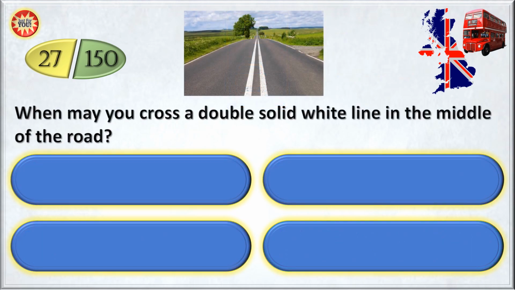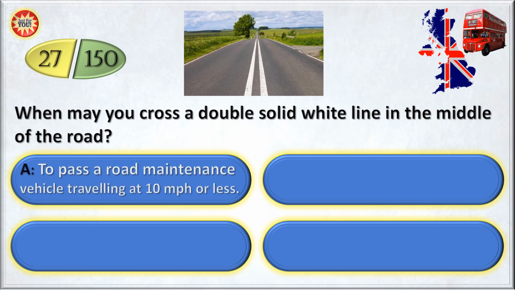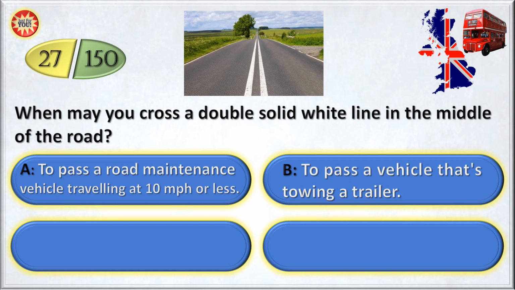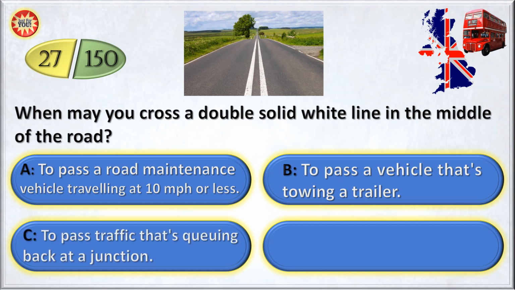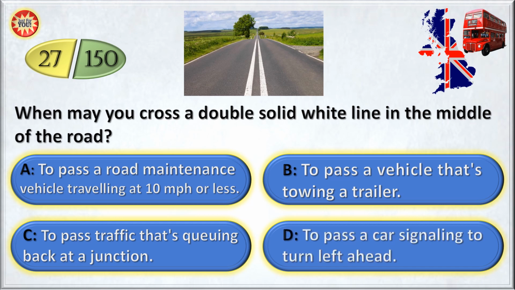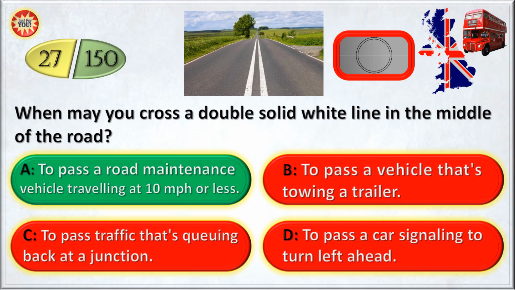When may you cross a double solid white line in the middle of the road? To pass a road maintenance vehicle travelling at 10 miles per hour or less. To pass a vehicle that's towing a trailer. To pass traffic that's queuing back at a junction. To pass a car signalling to turn left ahead.